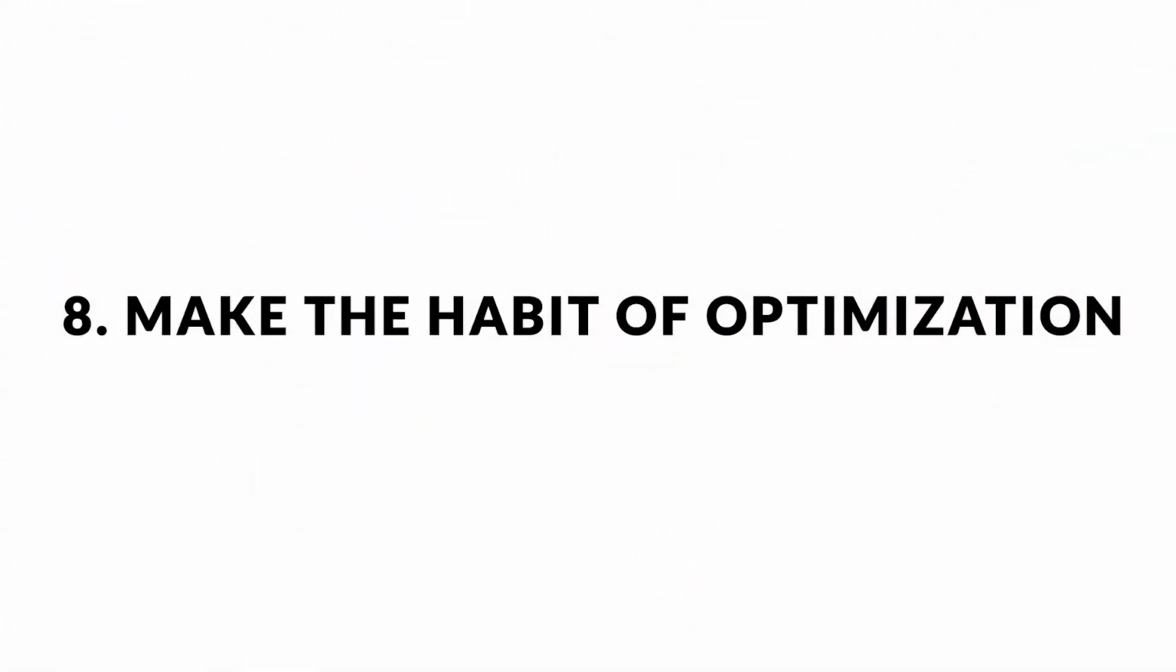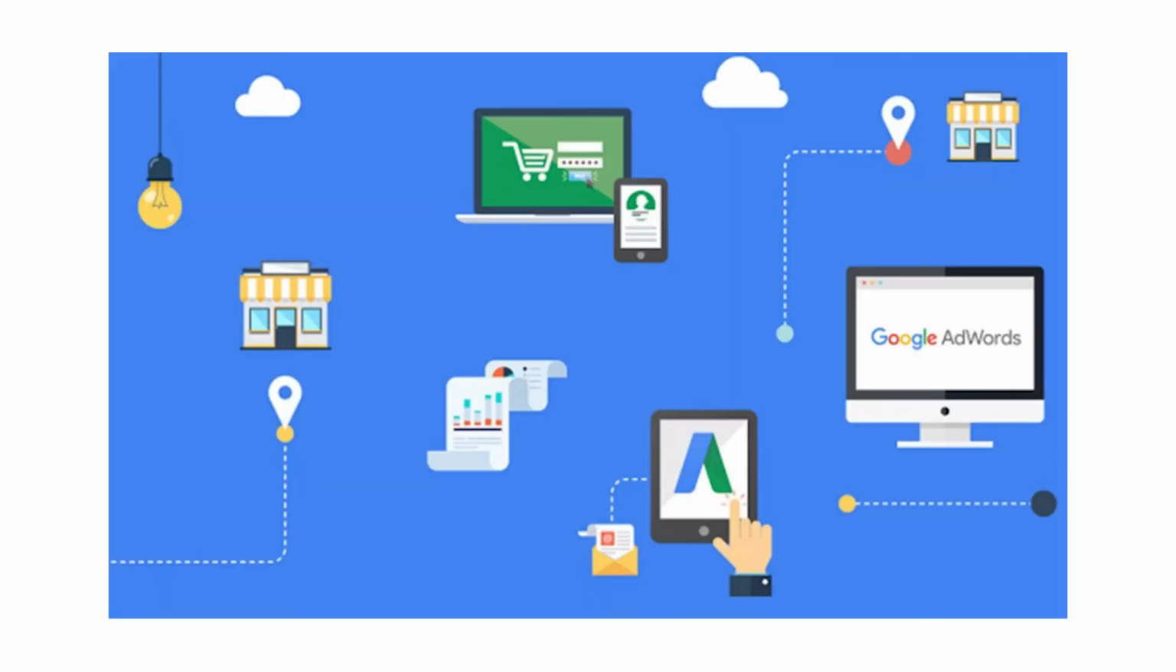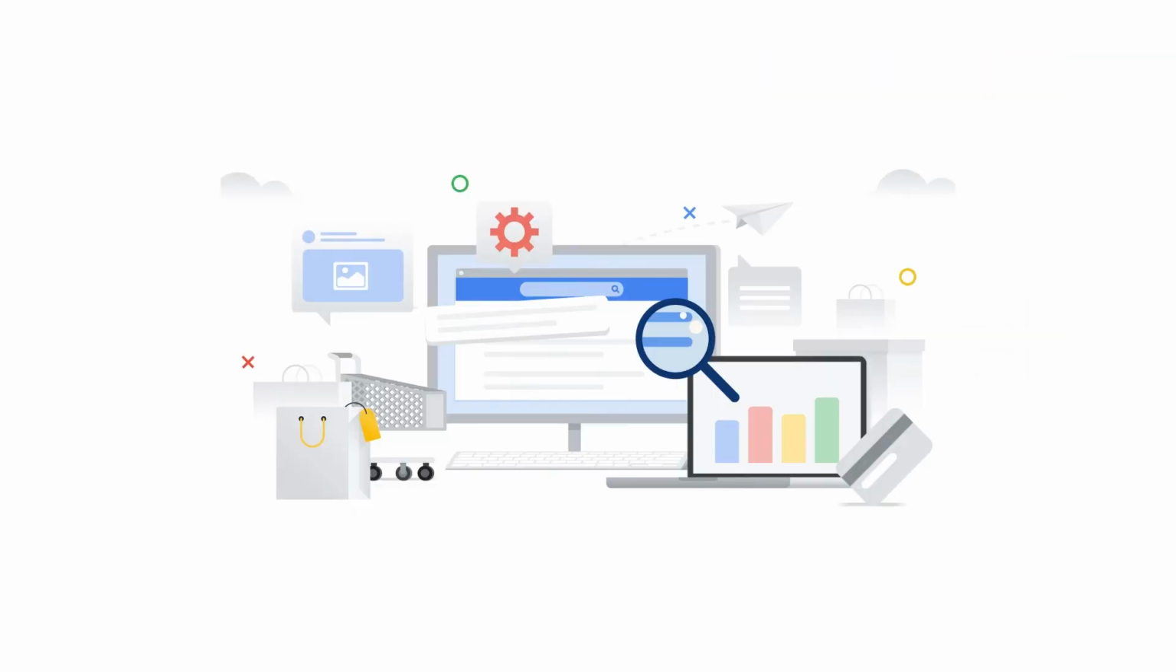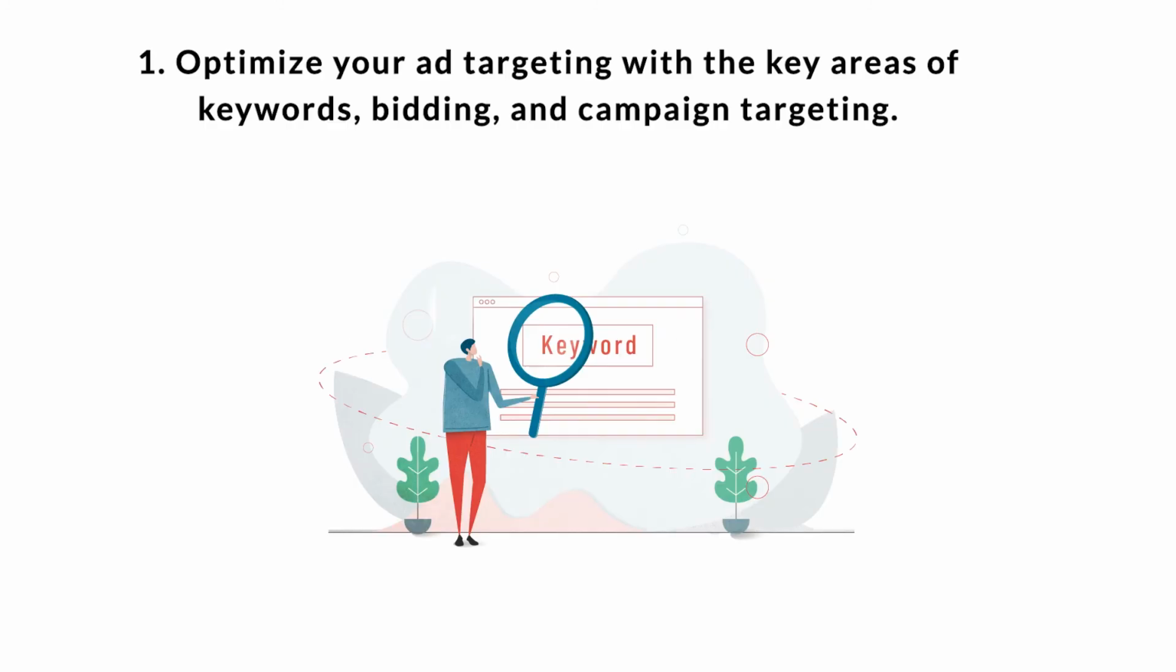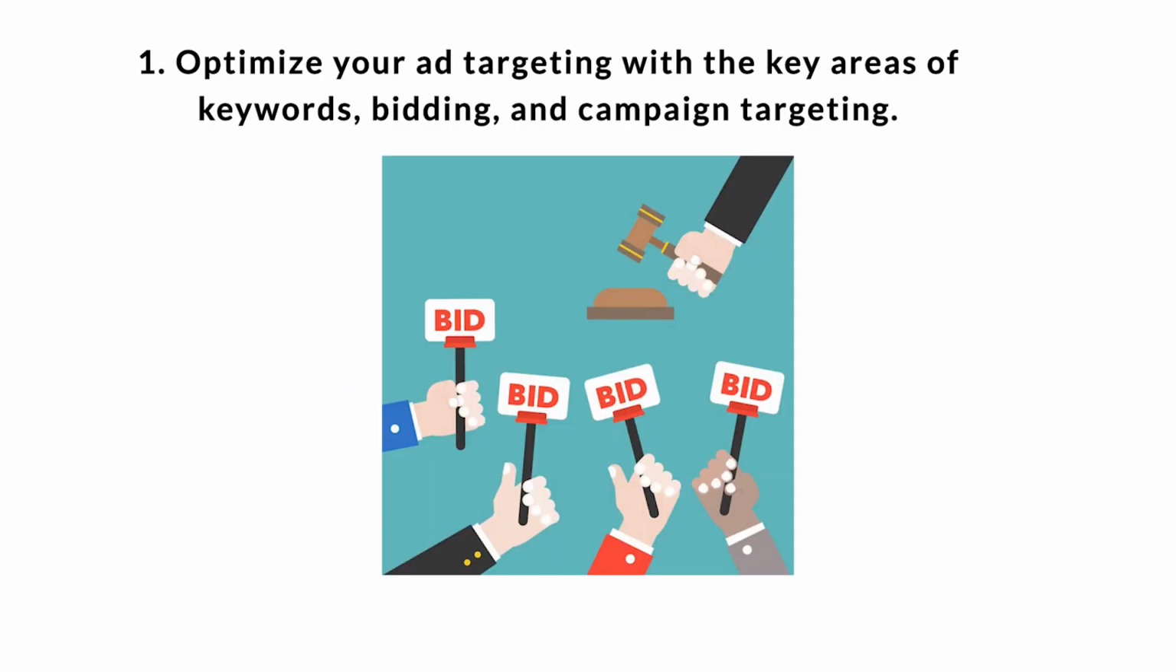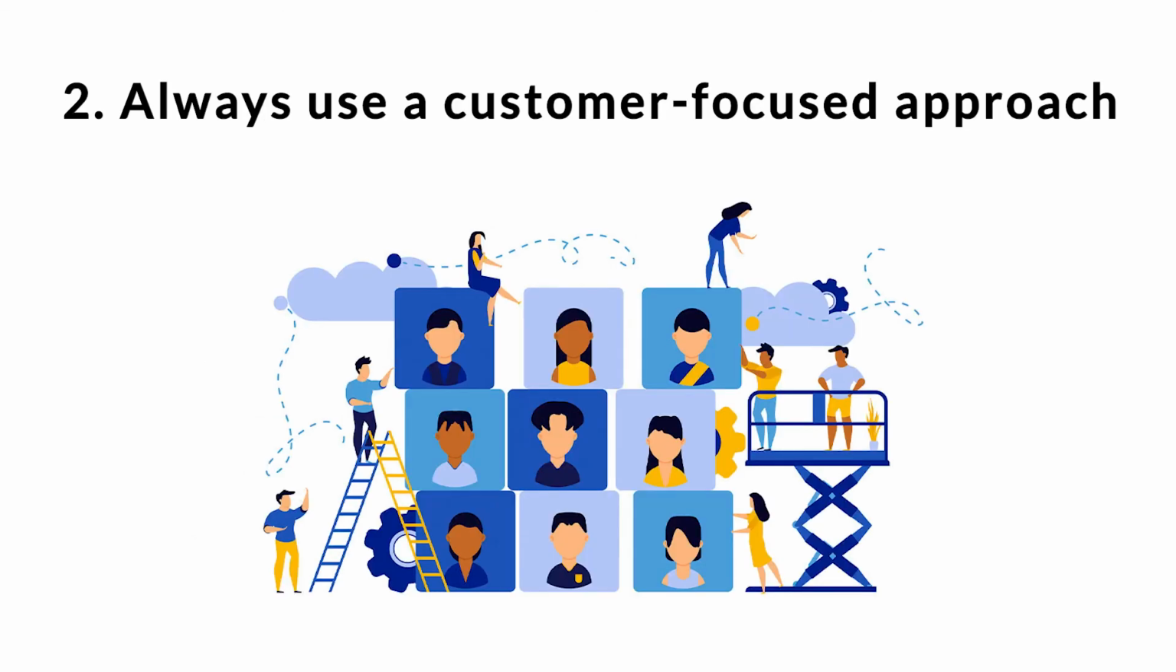8. Make the habit of optimization. Google Ads keep renewing their policies and patterns to provide the best user experience. Keep optimizing your ads and also your landing pages. Also, remember, 1. Optimize your ad targeting with the key areas of keywords, bidding, and campaign targeting. 2. Always use a customer-focused approach.